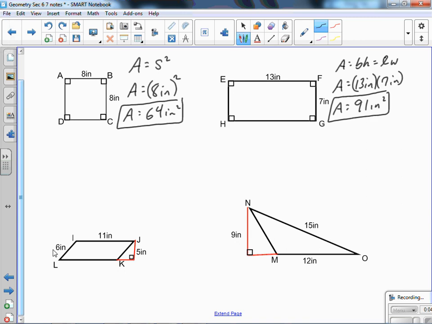So the bottom left, IJKL, is a parallelogram, and they've given us 3 different measurements. Parallelogram is area equals base times height. So what's our base in this picture?